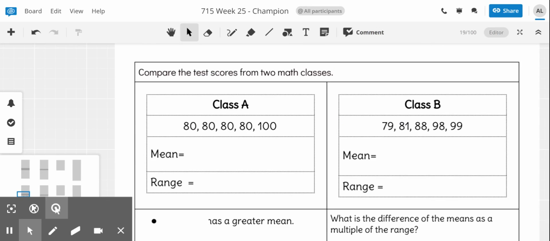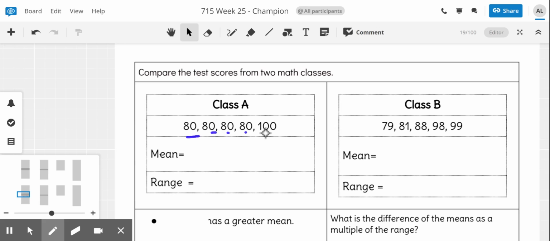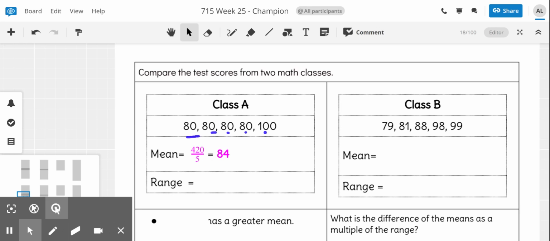Let's first find the mean by summing them and dividing by the number of tests. I think there are 1, 2, 3, 4, 5 tests, so when we get our total, we're going to divide by 5. Our total is 420 divided by 5. Class A's average is 84. Let's do Class B now, add them, divide by 5. I get 445 divided by 5, which is an average of 89.